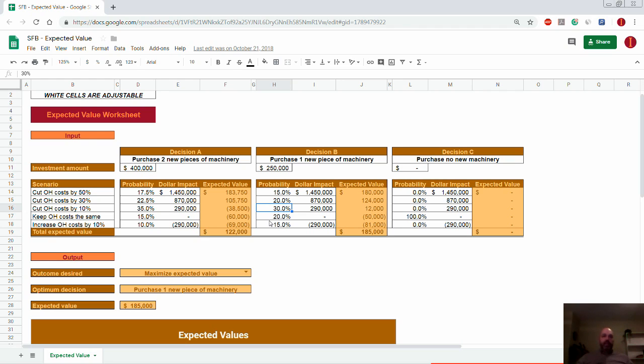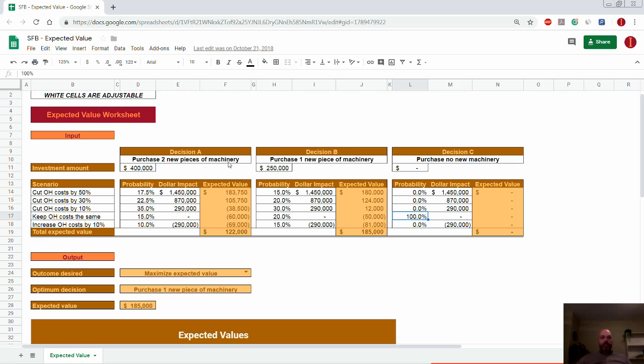Yeah, but a greater likelihood of them staying the same and a little bit of them going up, since we only have 1 new piece, not 2 new pieces of machinery. And then decision C, again, for the sake of keeping things simple, we put 100% on overhead costs staying the same. Might not be the case. Might go up if new machinery isn't purchased, or not. It just all depends on the situation you're analyzing.